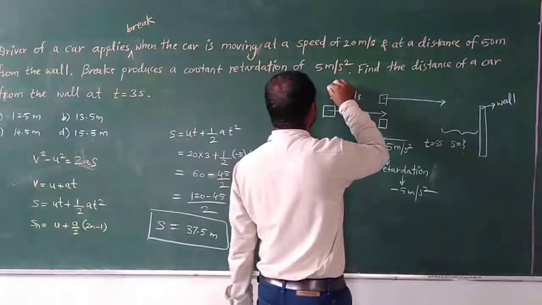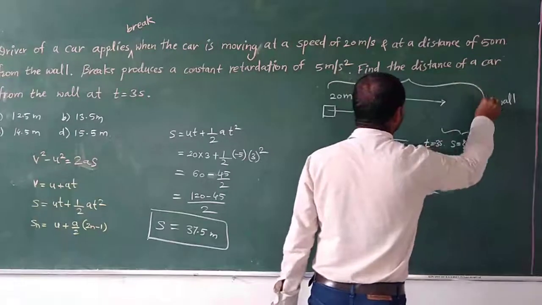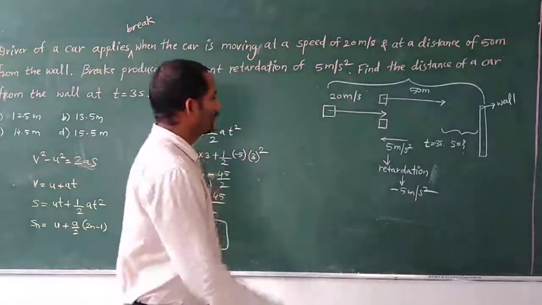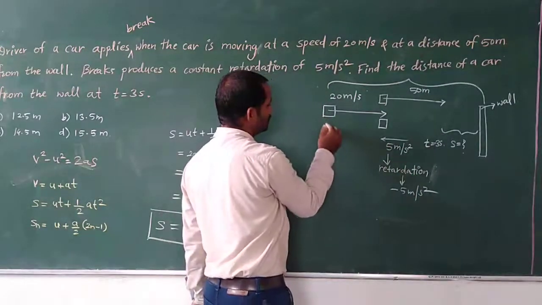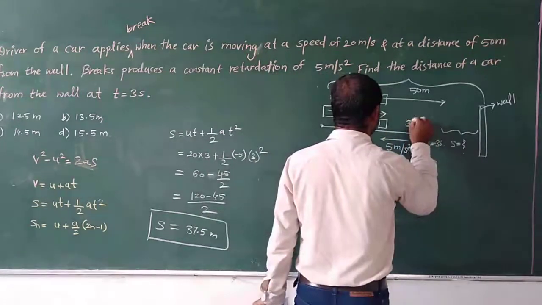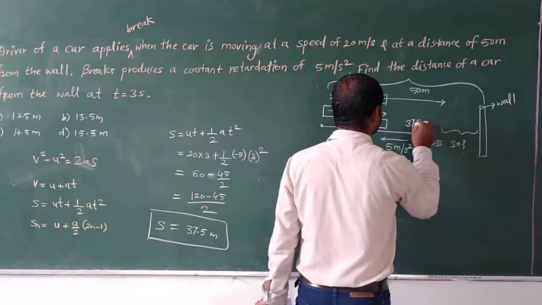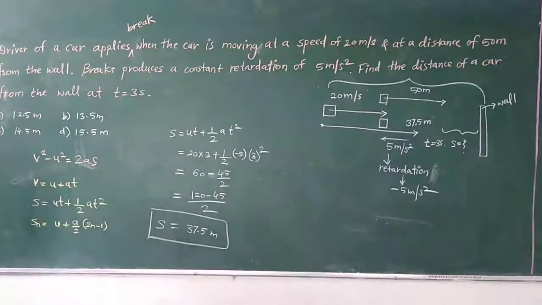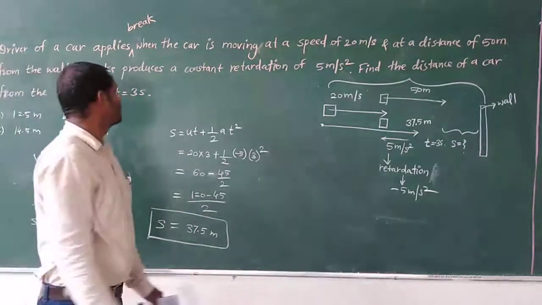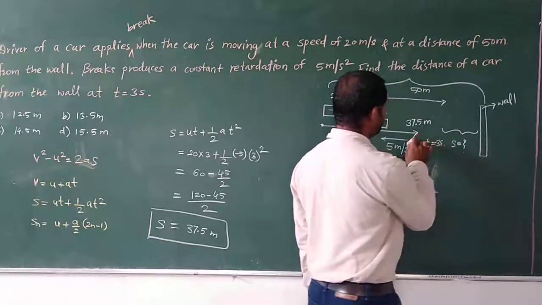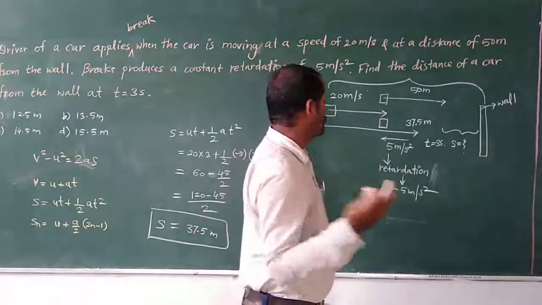The distance given is 50 meters. After applying brake, the car will go up to 37.5 meters. What is the question asked? Find the distance of a car from the wall at t is equal to 3 seconds. Find the distance between the car and the wall after the driver applies brake.